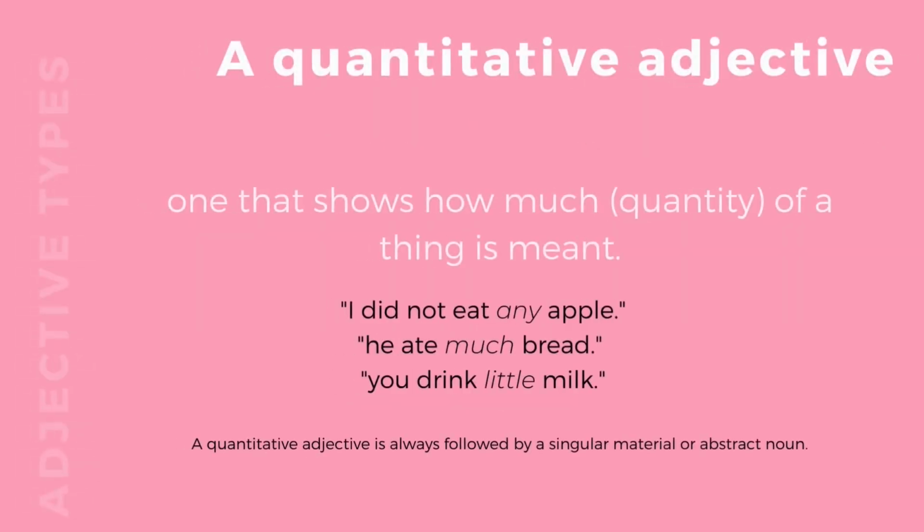Next we have a quantitative adjective. It is the one that shows how much of a thing is meant. For examples, I did not eat any apple. He ate much bread. You drink little milk. A quantitative adjective is always followed by a singular material or abstract noun. We never use plural nouns after quantitative adjectives.